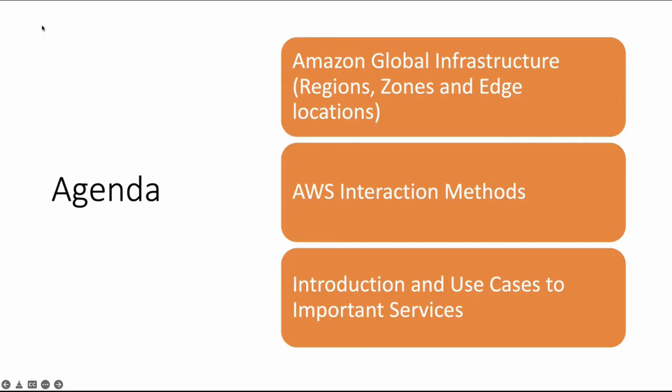So for the next 20-25 minutes, we will be talking about understanding AWS and how the AWS cloud is spread across multiple geographies. What are the important components? How do we interact with AWS, right? And some of the use cases with focus on certain essential services. So this is the objective.